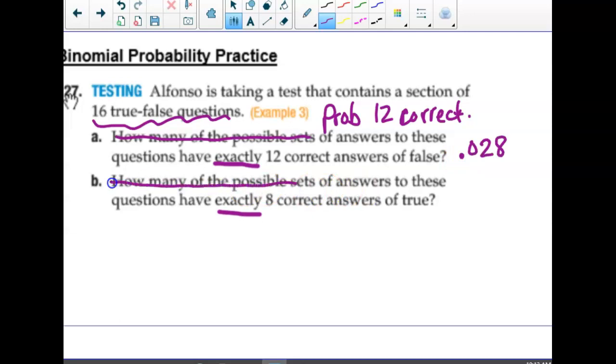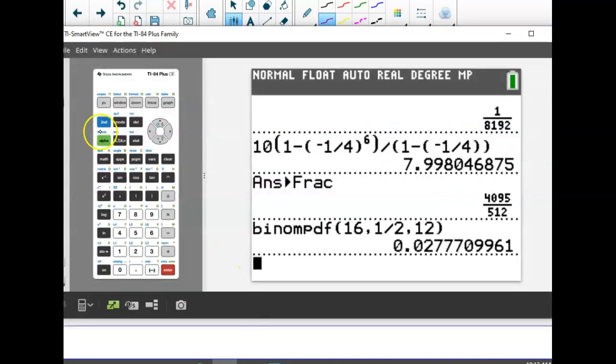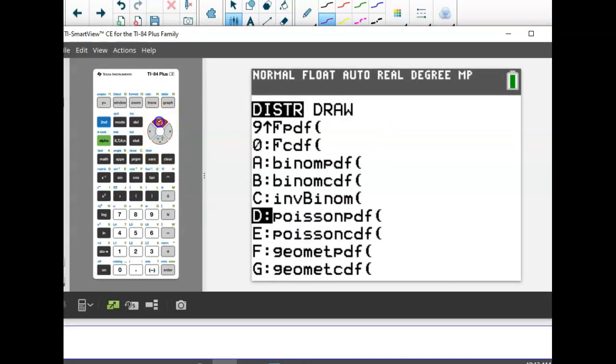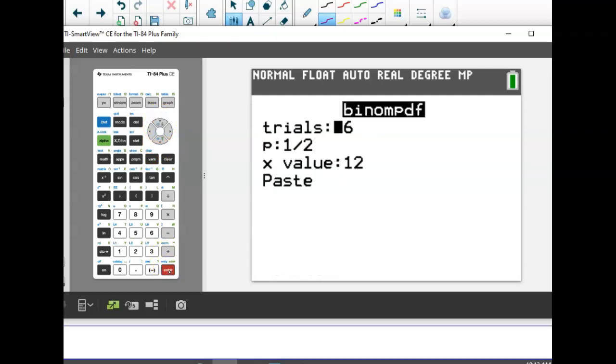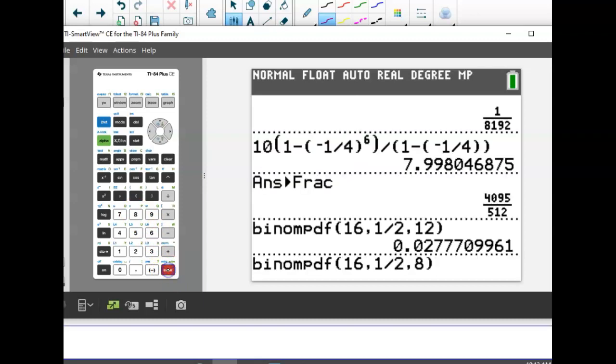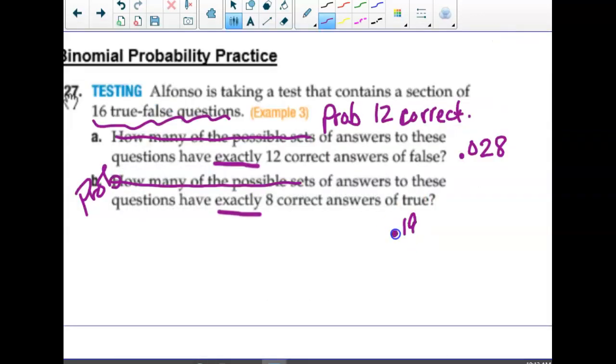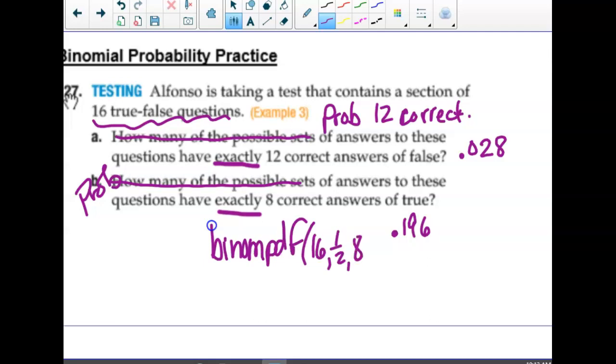We're going to do probability here that he gets 8 right. Okay, probability he guesses 8 correct. I am sorry, I did not read these closely when I was talking about doing this worksheet. So back there to binom PDF. And he wants to get 8, is that? So this is going to be a higher probability, 0.196. Okay, let me write out what we did. Binom PDF 16 1/2 8.